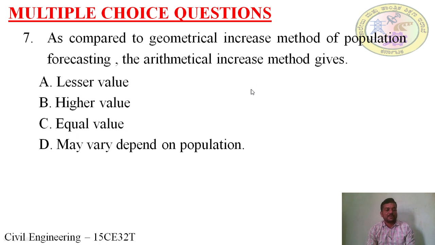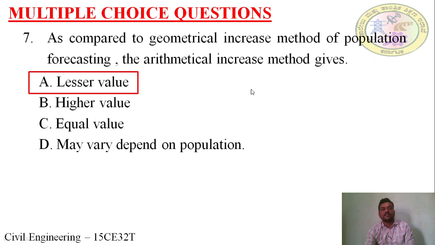As compared to the geometrical increase method of population forecasting, the arithmetical increase method gives: A. Lesser value, B. Higher value, C. Equal values, D. May vary depending on population. As compared to the geometrical increase method, the arithmetical increase method gives a lesser value.